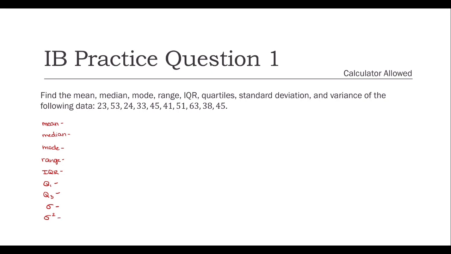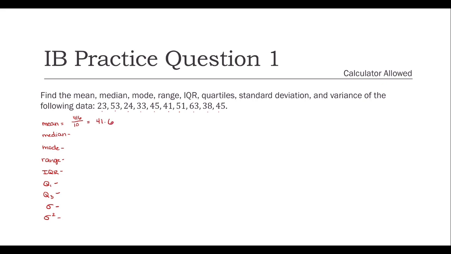For our mean, we need to find the sum of all the data and divide it by the total number of points. So we have 1, 2, 3, 4, 5, 6, 7, 8, 9, 10 points. So it's going to be the sum of those 10 points divided by 10. The sum of the numbers is 416, and we divide that by 10 because there are 10 numbers. So our mean is 41.6.